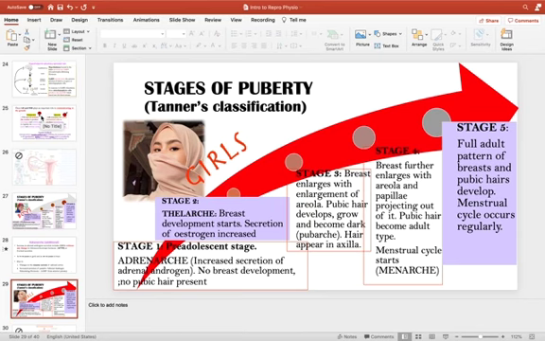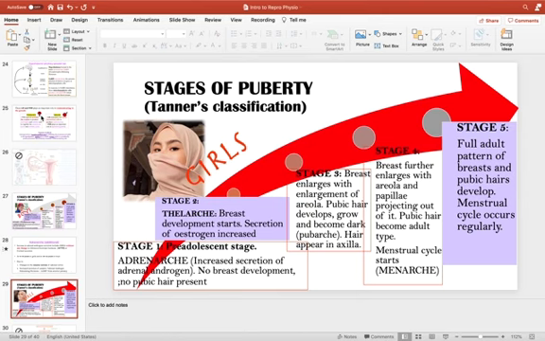Stages of puberty according to Tanner's classification, for females. At stage 1, the pre-adolescent stage, adrenarche also happens, with increased secretion of adrenal androgen, and at this time no breast develops and no pubic hair is present. And stage 2, thelarche: breast development starts and secretion of estrogen increases.